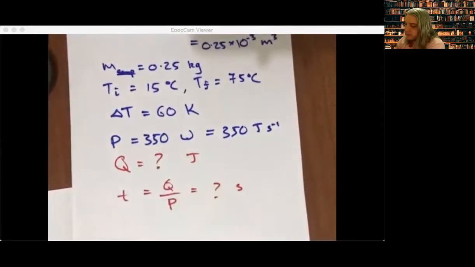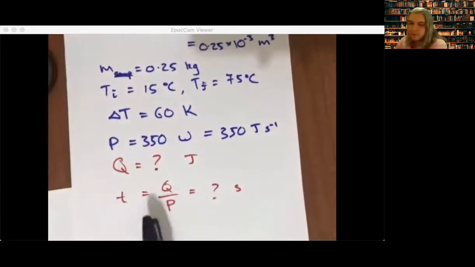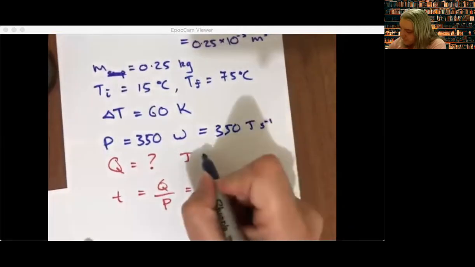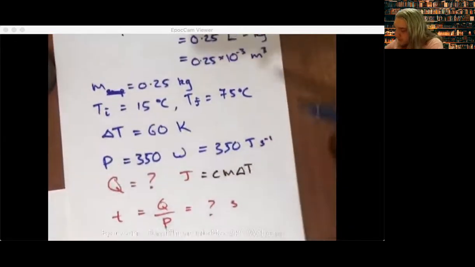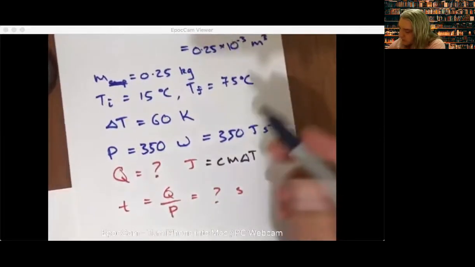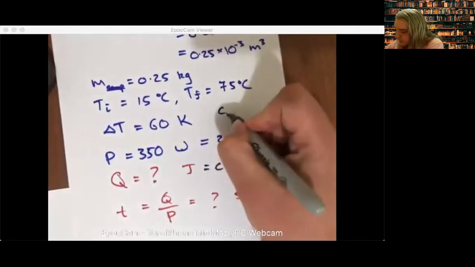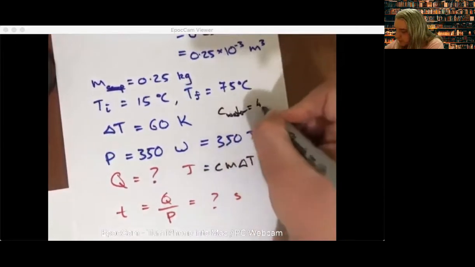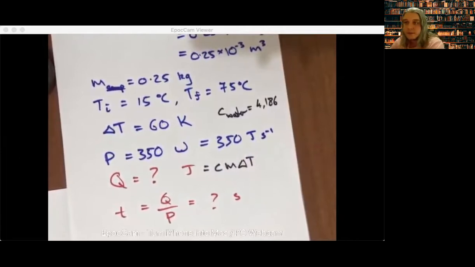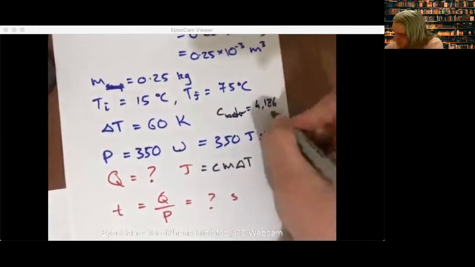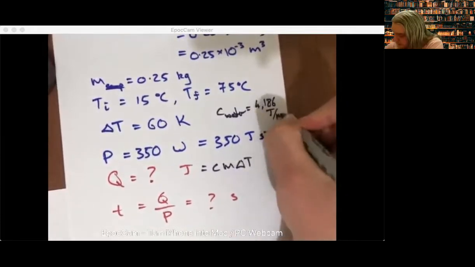Q is pretty straightforward, Q is just the same as we've always had. This time was really the trick on this question. So Q is equal to C times M times delta T, and we've got all of that. We've got C for water, which I haven't written down, but we all remember it, hopefully: 4186. We'll always be given that. If it was different, it would tell us. So again, we're assuming the soup behaves enough like water that we can just use this value, joules per kilogram per Kelvin.